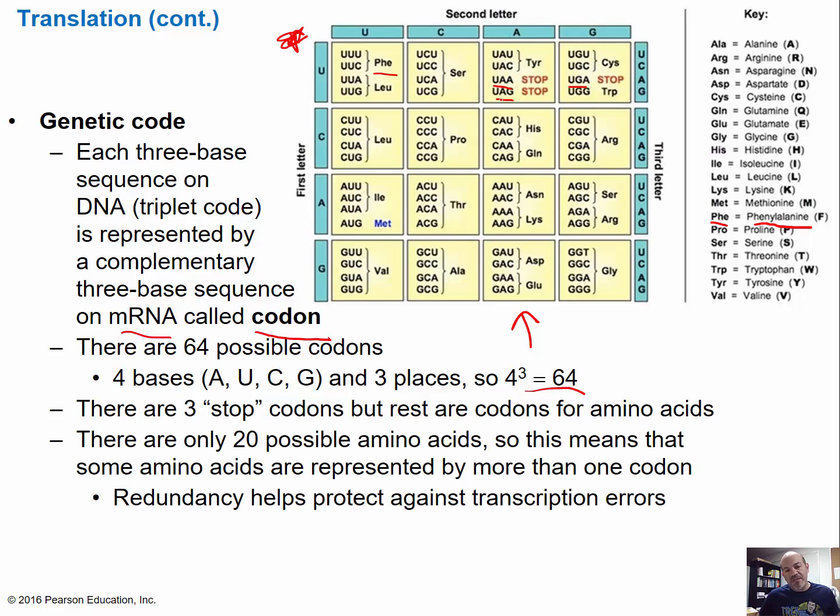There are only 20 possible amino acids, so this means that some of the amino acids are going to be represented by more than one codon, and that's called redundancy, or the genetic code is said to be redundant. You can see here we have 3 codons for isoleucine, and 6 codons for leucine. So it's possible to get the same amino acid with these different codons.